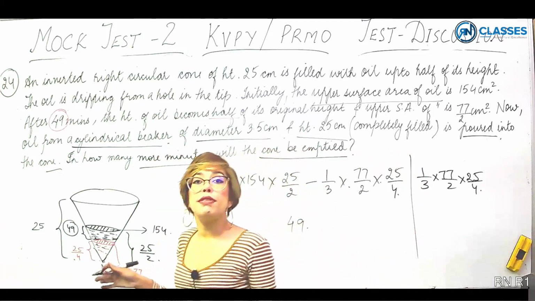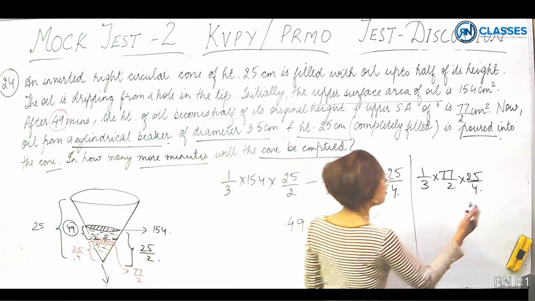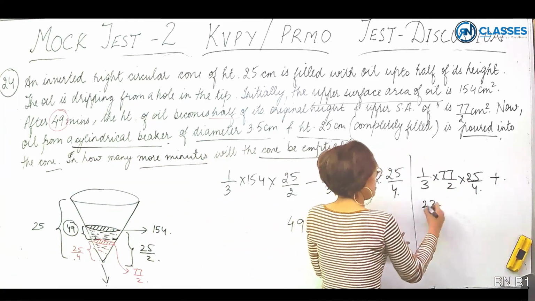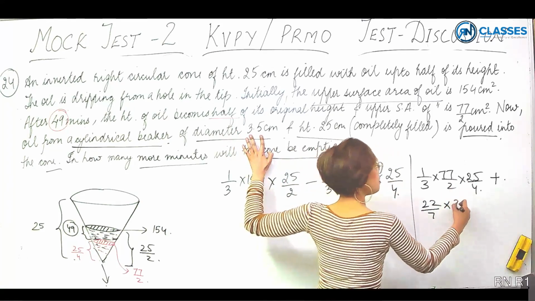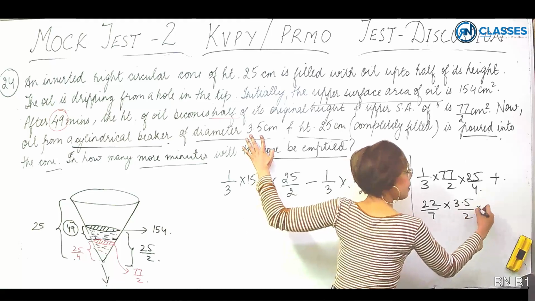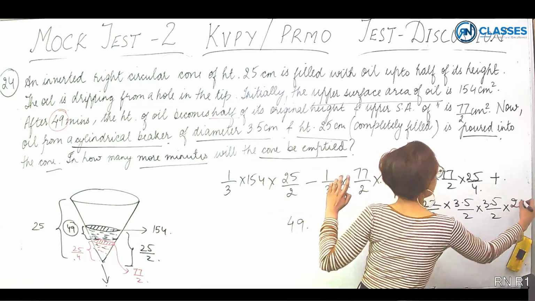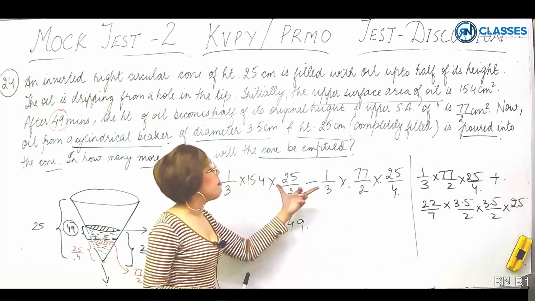Now, the volume of the oil in the cylinder would be equal to the volume of the cylinder, plus the additional oil that I need to empty out. Volume of the cylinder is π, 22/7, into r², where the diameter is 3.5, so r is 3.5/2, r squared, so 3.5/2 again, into height, which is 25. Right? Now, it took 49 minutes to empty out this.